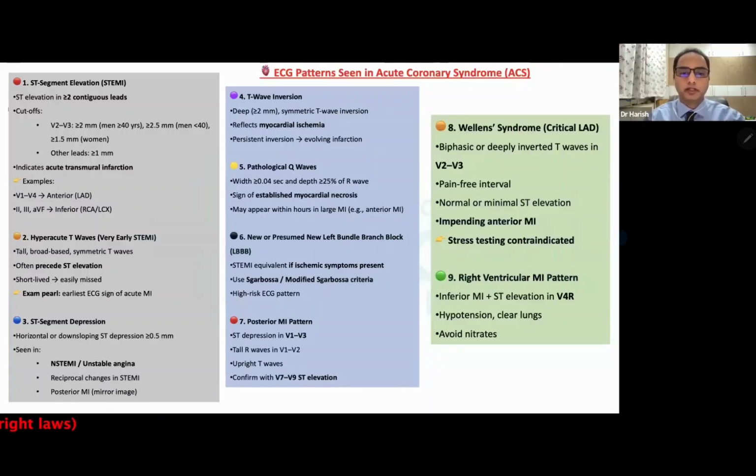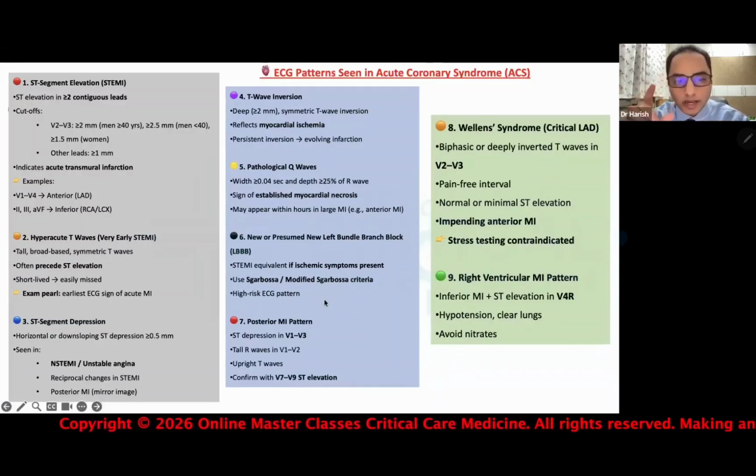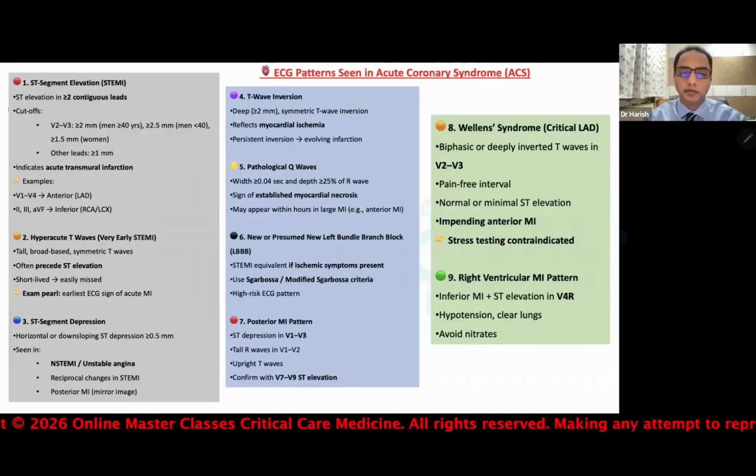Sixth is new or presumed new onset LBBB. A STEMI equivalent if ischemic symptoms are present. New onset LBBB should be considered when the patient is having ischemic symptoms, or use Sgarbossa or modified Sgarbossa criteria. You can just go through these Sgarbossa criteria. It is a high risk ECG pattern, so we can't neglect a new onset LBBB.